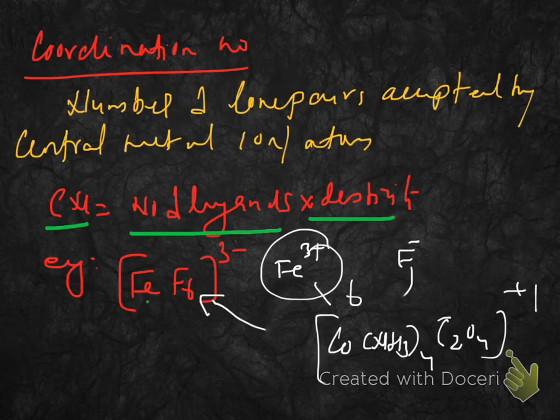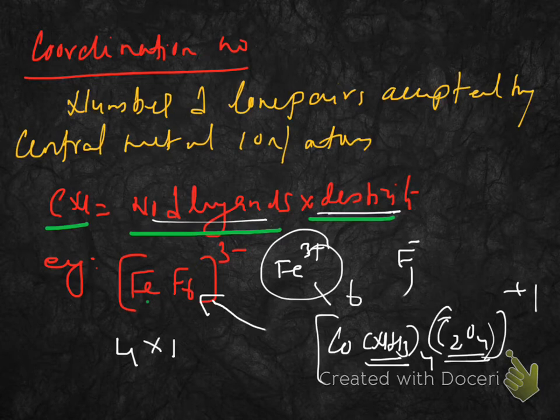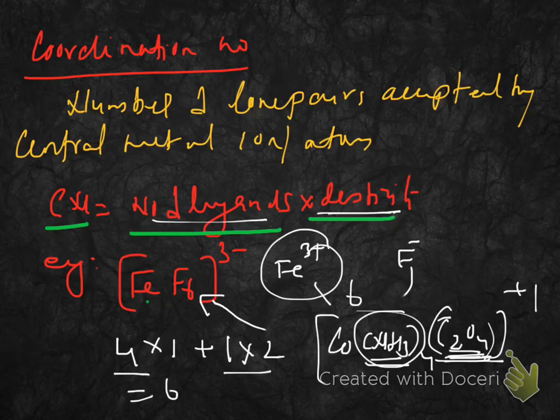Co(NH3)4 C2O4. This is oxalate. Ammonia is a monodentate ligand, so 4 into denticity 1. They are monodentate. Plus how many oxalate do we have? Only one oxalate, but its denticity is 2. It is a bidentate ligand. So 4 plus 2 is again 6. So the coordination number of cobalt is 6. Here for iron it is also 6.